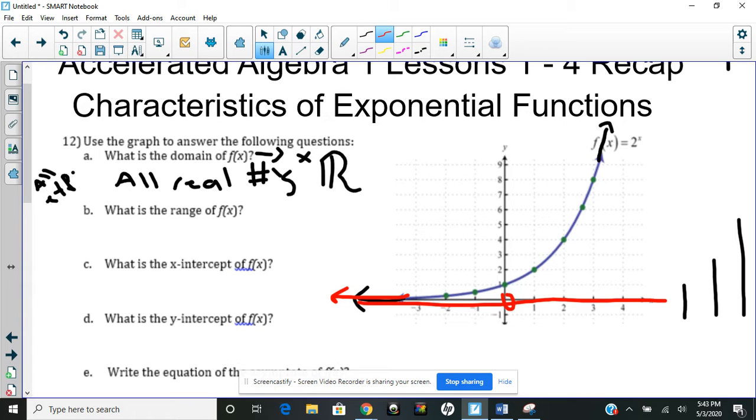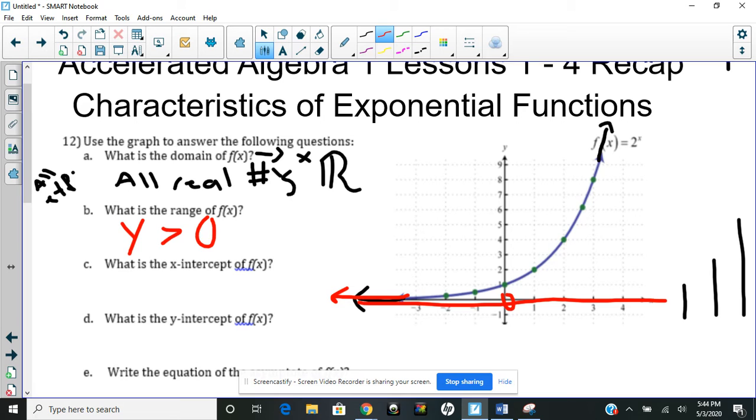Is our graph above 0 or is it below 0? It's above 0. So that means I'm going to say that all of my y values are greater than 0, because the graph is above 0. What do you think would have happened if our graph was below the red line? It would have been a less than sign because it would have been all the values that are less than that amount.